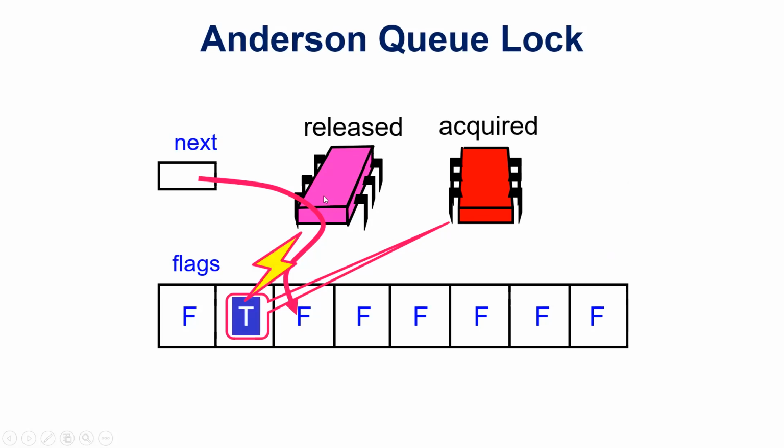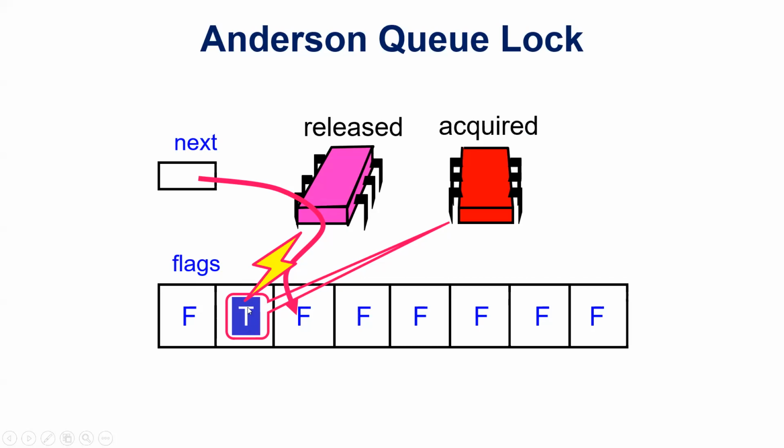Next, whenever this particular pink thread completes its critical section operation, it will release the lock by updating the next field value to true. This particular thread has released the lock, indicated with the F, and it is passing the lock to the next thread by changing its field to true.